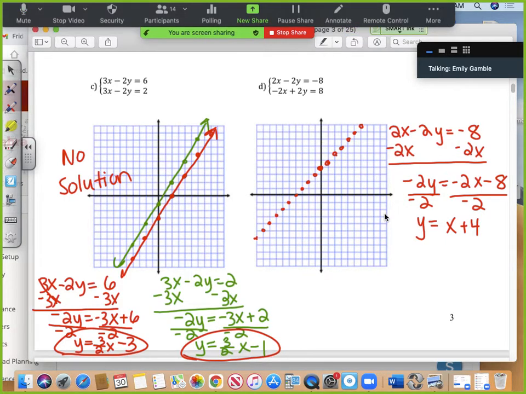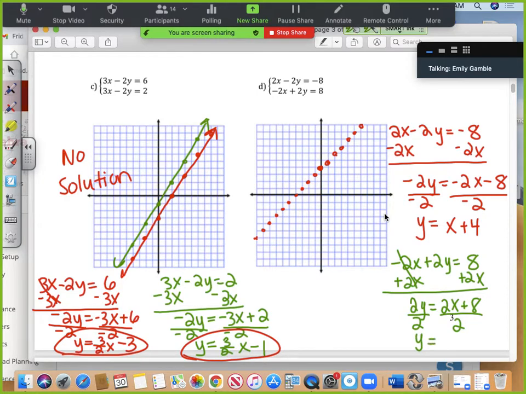And then negative 2x plus 2y equals 8. Solving this for y, I would add 2x to both sides for this one. I get 2y equals 2x plus 8, and then dividing everything by 2, I get y equals x plus 4. So if I go to graph this one, I'm going to do the same thing, start at 4, slope of 1. I realize that these two lines are the same exact line. They just look different from the very beginning, but they actually are the same exact line.